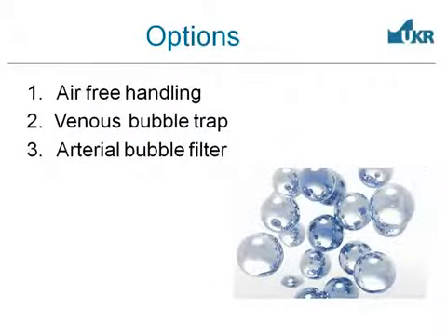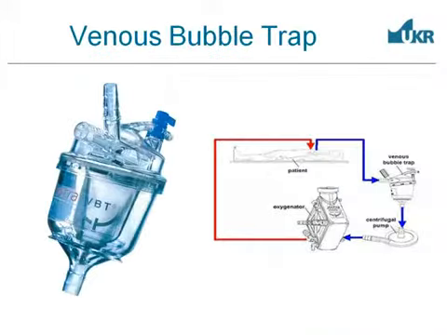So now coming to the main question: how to avoid air problems in these mini circuits. Well, the first thing, and what we rely on totally and mainly, is air-free handling, which just means connecting the components with perfect air removal. And that's all we do. Nevertheless, you can add quite a lot of technology, and the most commonly used is the venous bubble trap.